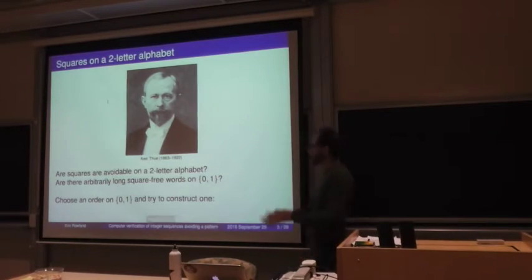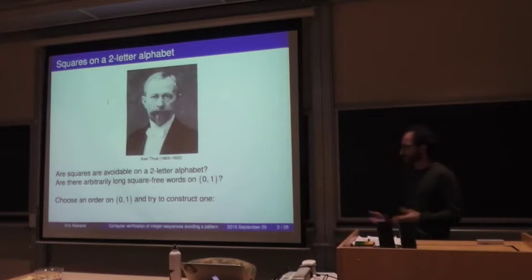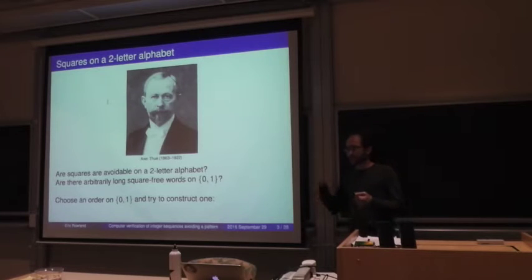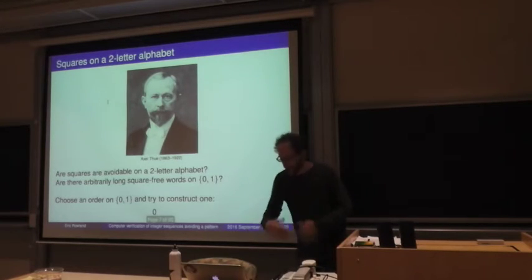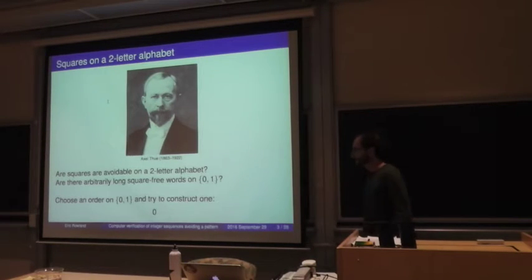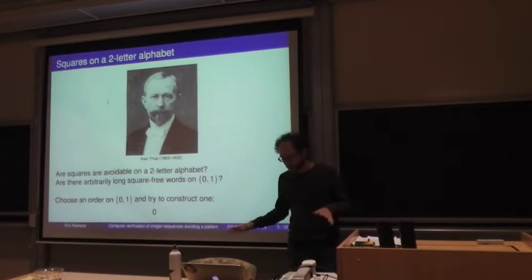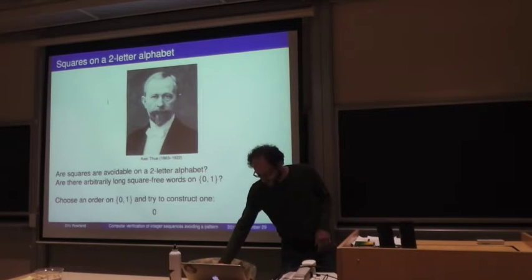So, maybe you don't know the answer to this question, and you'd like to know the answer. So what we can do is choose an order on 0, 1. Let's say 0 is less than 1. It's a good order, and we try to construct one. So we always write down the lowest number we can, the lowest term we can, and trying always to avoid squares. Okay, so we first start by writing a 0. So this is a square-free word so far. It's square-free, so that's good.